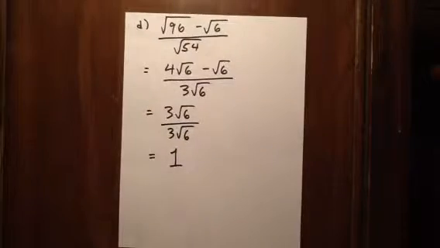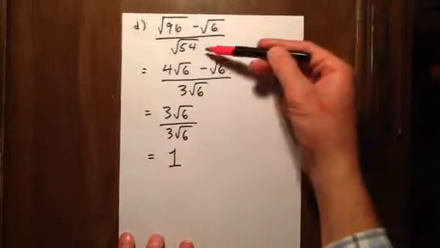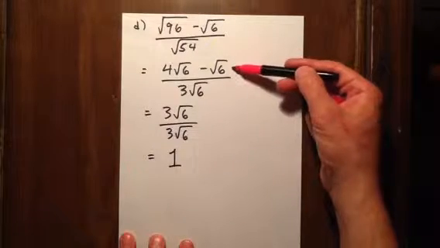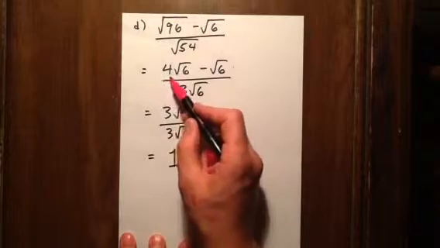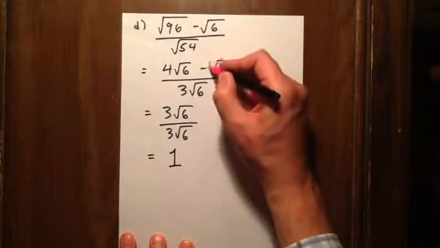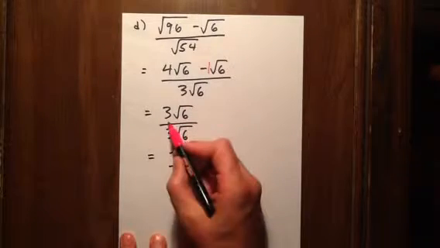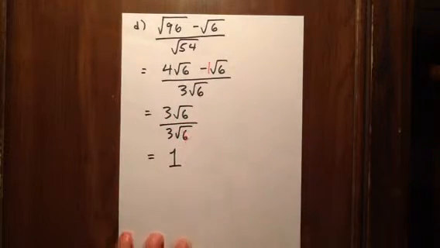So when we put all that information together, we see root 96 minus root 6 over root 54 becomes 4 root 6 minus root 6 over 3 root 6. Collecting our like terms in the numerator, 4 root 6 minus 1 root 6 is the same as 3 root 6. So 3 root 6 is the numerator, 3 root 6 is the denominator. And when you've got the numerator and denominator of a fraction equaling each other, that fraction is equal to 1.